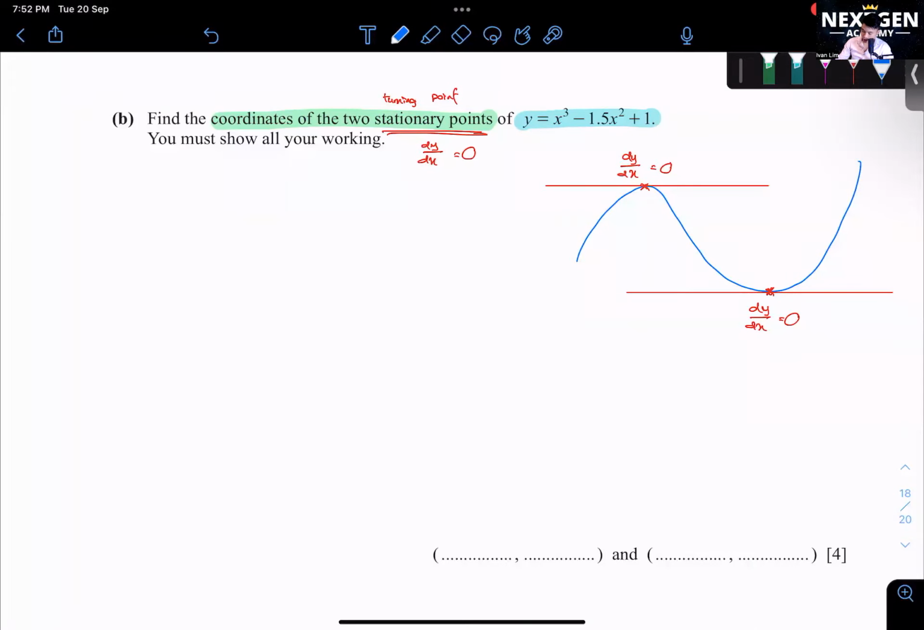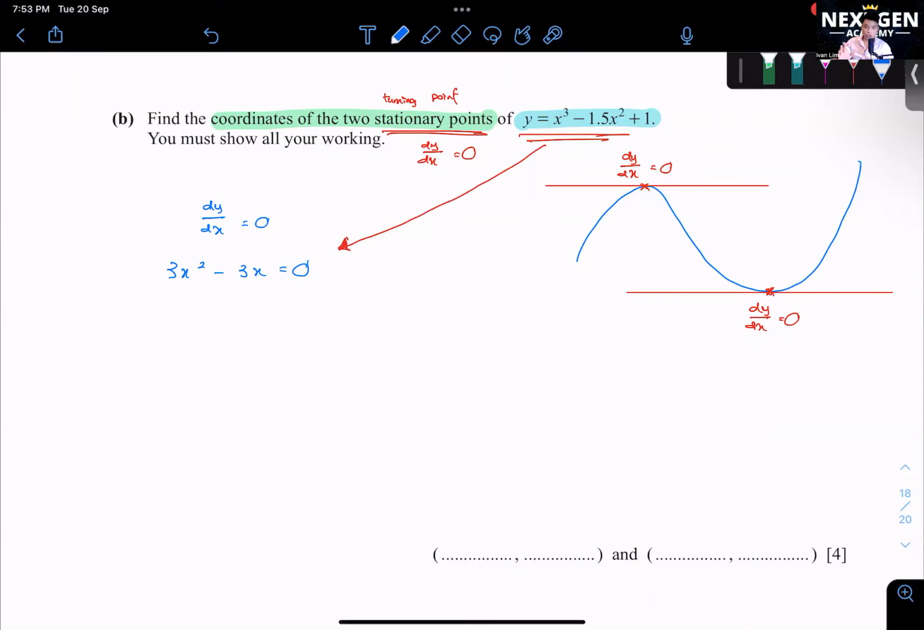So all you need to do is first write this: dy over dx equals 0. You find what's your dy over dx, which is 3x squared minus 3x equals 0. I am differentiating this equation here.